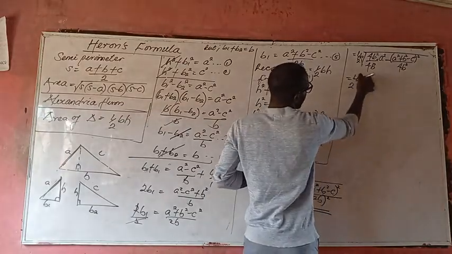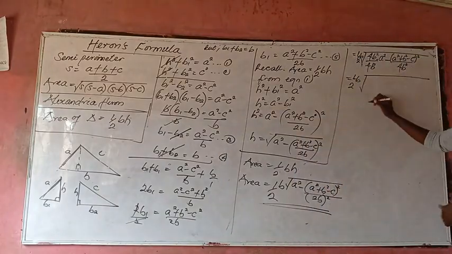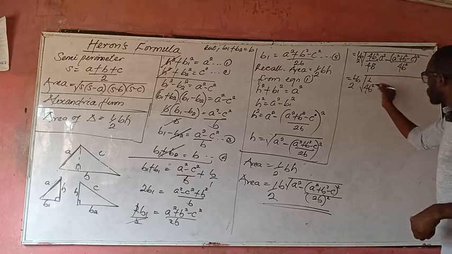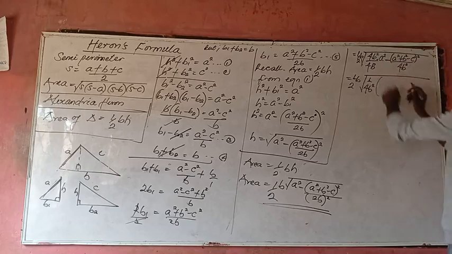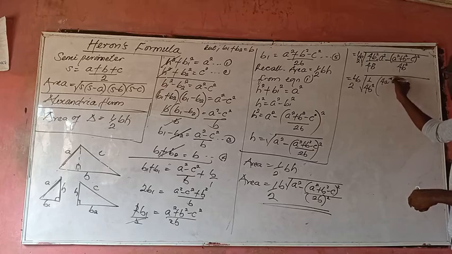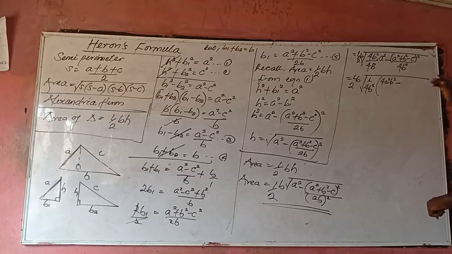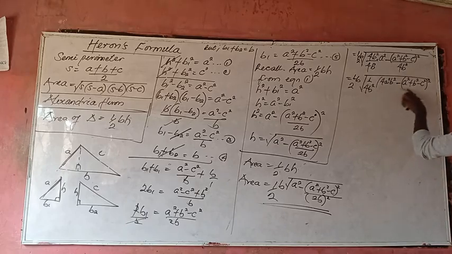1 over 2b square root of, I will take 1 over 4b squared out. So if I remove 1 over 4b squared from here, what remains is 4a squared b squared, because if I multiply this, I'll get this back. Good. Minus a squared plus b squared minus c squared all squared. Is it clear now? Now keep in mind that there will be no denominator here again.